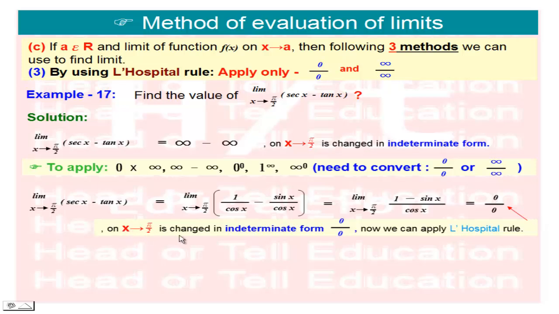Now x tends to pi by 2 has changed into an indeterminate form, so now we can apply the L'Hospital rule. Limit x tends to pi by 2 of d by dx of 1 minus sin x, upon d by dx of cos x. After differentiating, we find limit x tends to pi by 2 of minus cos x divided by minus sin x. After putting the limit, minus cos x at pi by 2 is 0 and minus sin x at pi by 2 is 1. So we have the answer 0 for this.